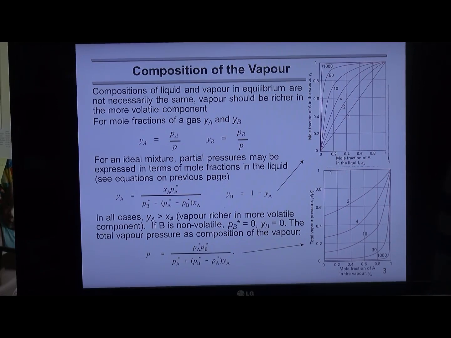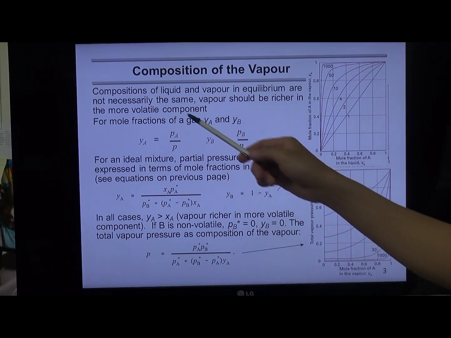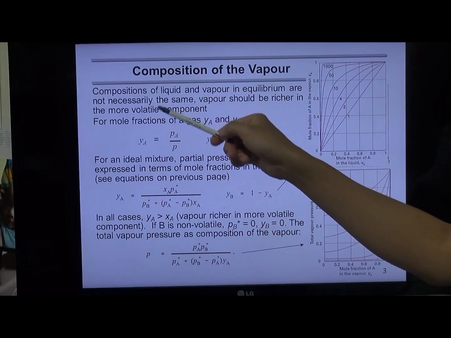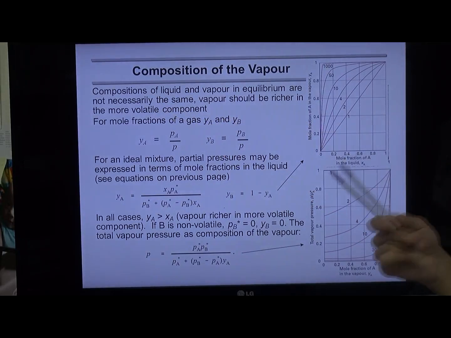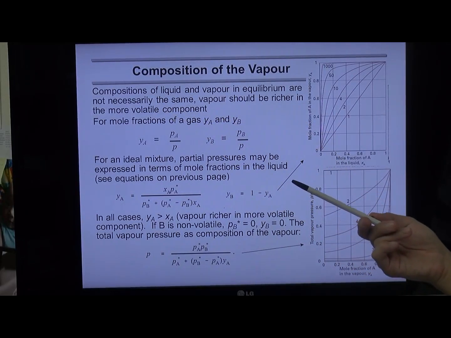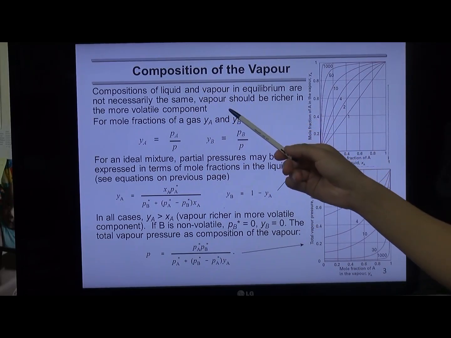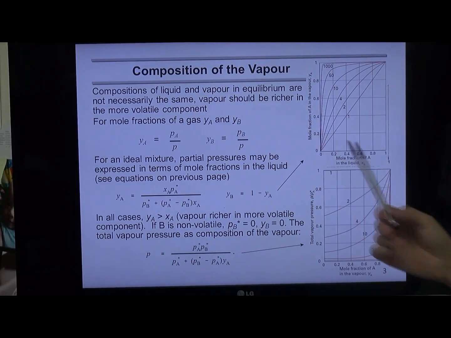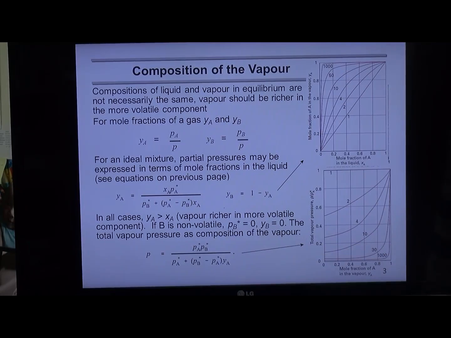If a certain material, for example, if A is more volatile, then it would more easily be evaporated. Then the composition of vapor for A would be larger than B, we can expect, right?